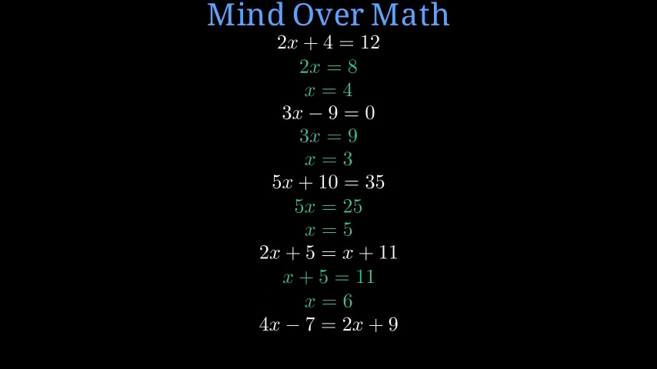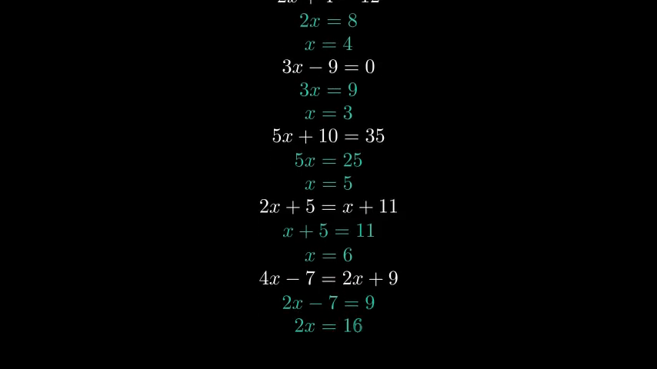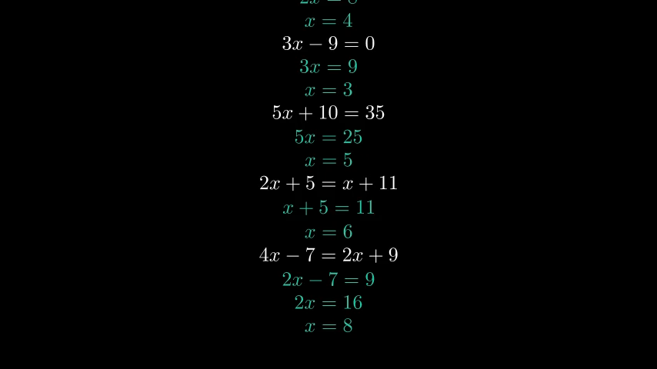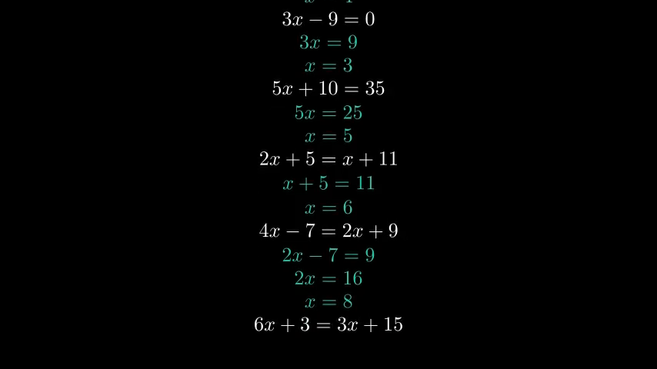Question 5. 4x minus 7 equals 2x plus 9. Pause and try. Solution. Subtract 2x to get 2x minus 7 equals 9. Add 7. 2x equals 16. Divide to get x equals 8. Now, here's where most students make mistakes.